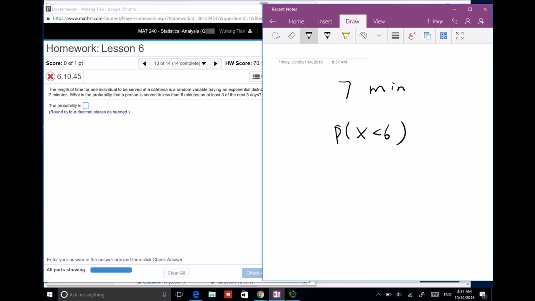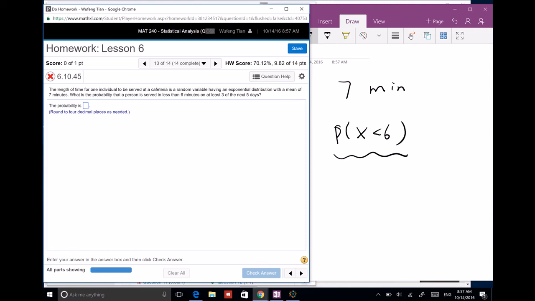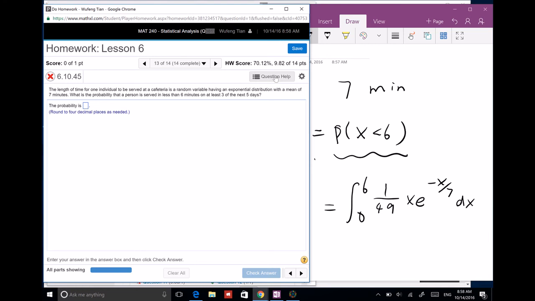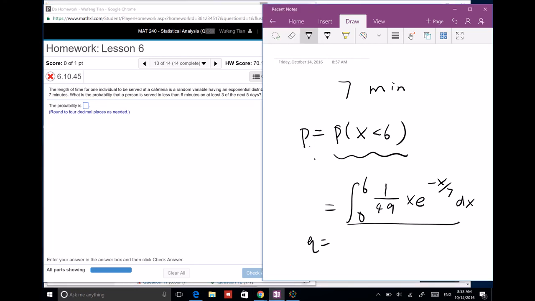Then you use the binomial distribution, at least 3 out of 5. You can view an example. First you use the exponential distribution, and then you use the binomial distribution. First you need to find p equals P(X less than 6 minutes). So using the exponential distribution, from 0 to 6, 1 over beta squared, beta is 7, so it's 1 over 49, x e to negative x over 7 dx. You find the probability, then you use that p to find q, and then use the binomial distribution.